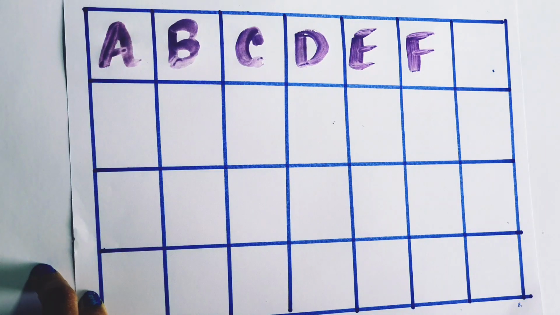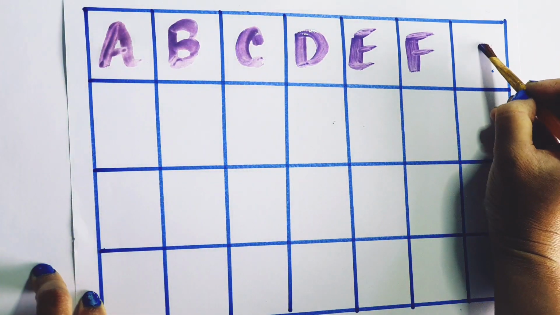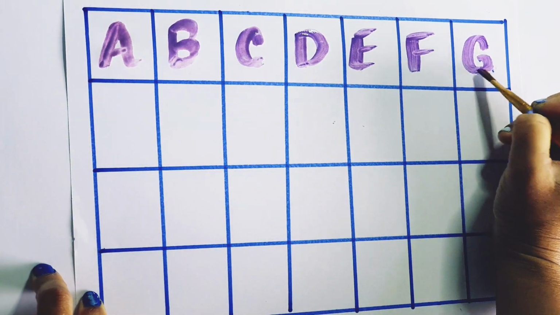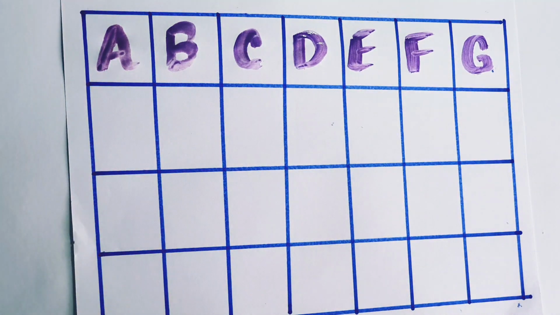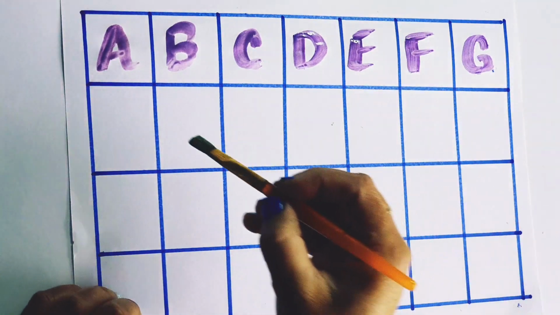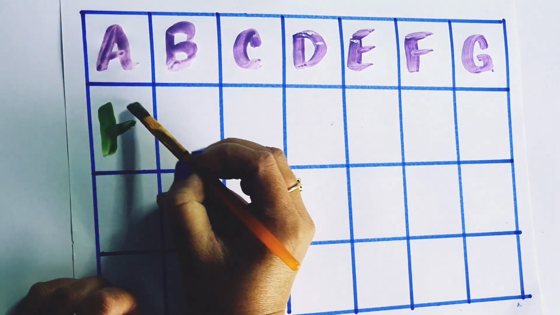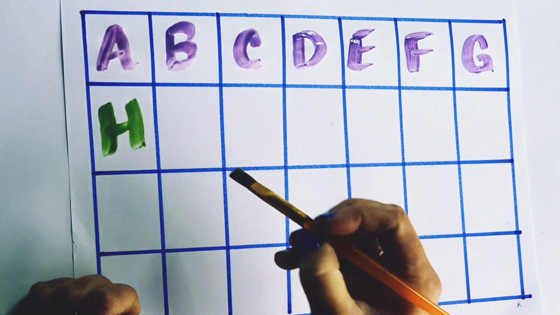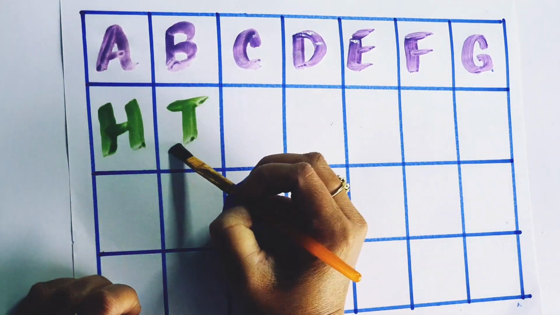F for fish. F for fruits. G for girl. G for God. Light green color. H for hand. H for house.